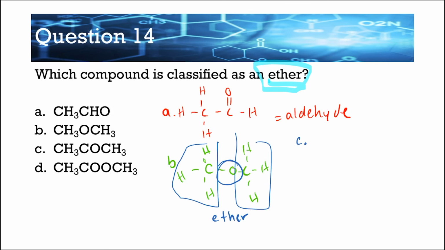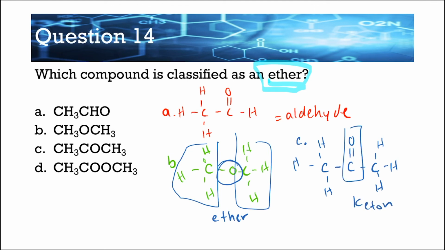To continue drawing some of these, answer choice C is C, C, C, double bond O, H, H, H, like that. And here is your ketone. And then answer choice D looks like that. And this functional group right here is an ester. So your answer is answer choice B.